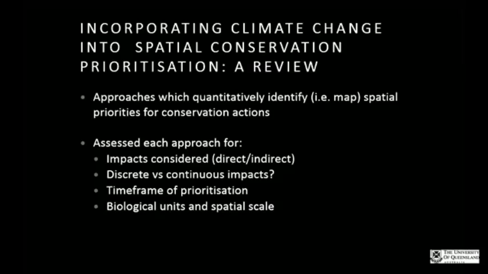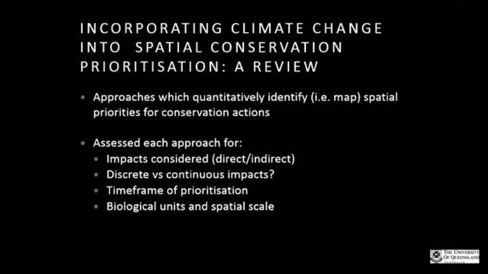So I conducted a systematic review of spatial prioritisation literature, looking for approaches which identify spatially some sort of priority for dealing with climate change. It didn't really matter what or how, just that they did it. For each approach that I found, I assessed whether they considered direct or indirect impacts of climate change. Direct impacts are things caused directly by climate change, like sea level rise or temperature change, whereas indirect impacts are things caused by humans responding to climate change, like shifting agricultural production or shifting fishing effort.